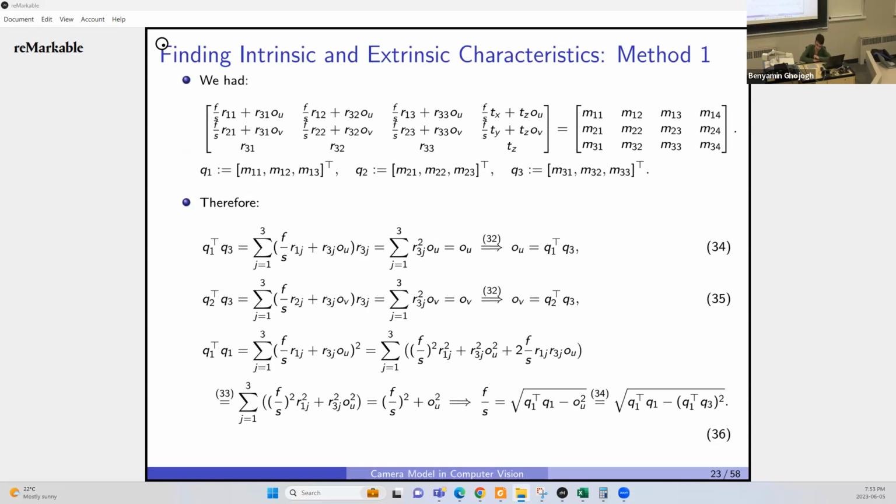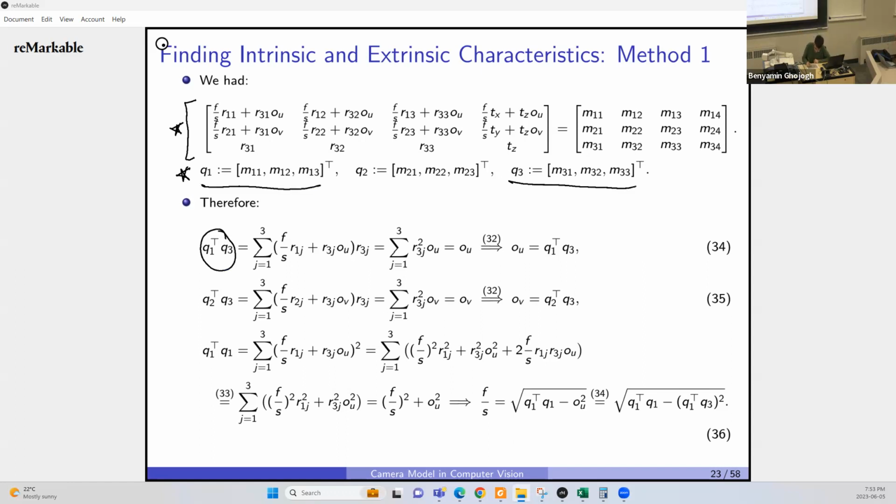So what did we have? We had this two slides ago, and we also defined these Q vectors. Now, using some inner products and the property that some of them are orthogonal, we can separate some of the variables to find them. We can bring some of them to one side and the other to the other side, and you will see. For example, Q1 transpose Q3.